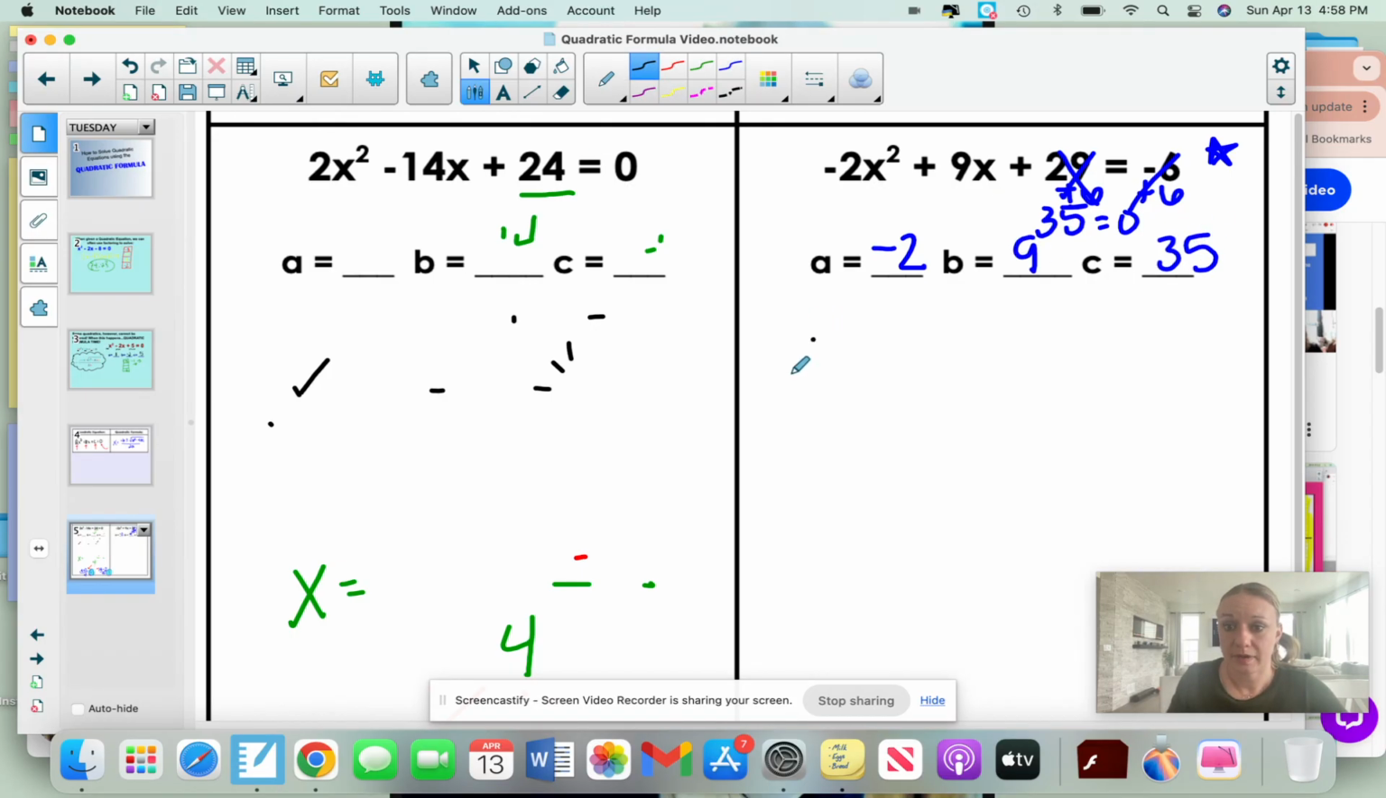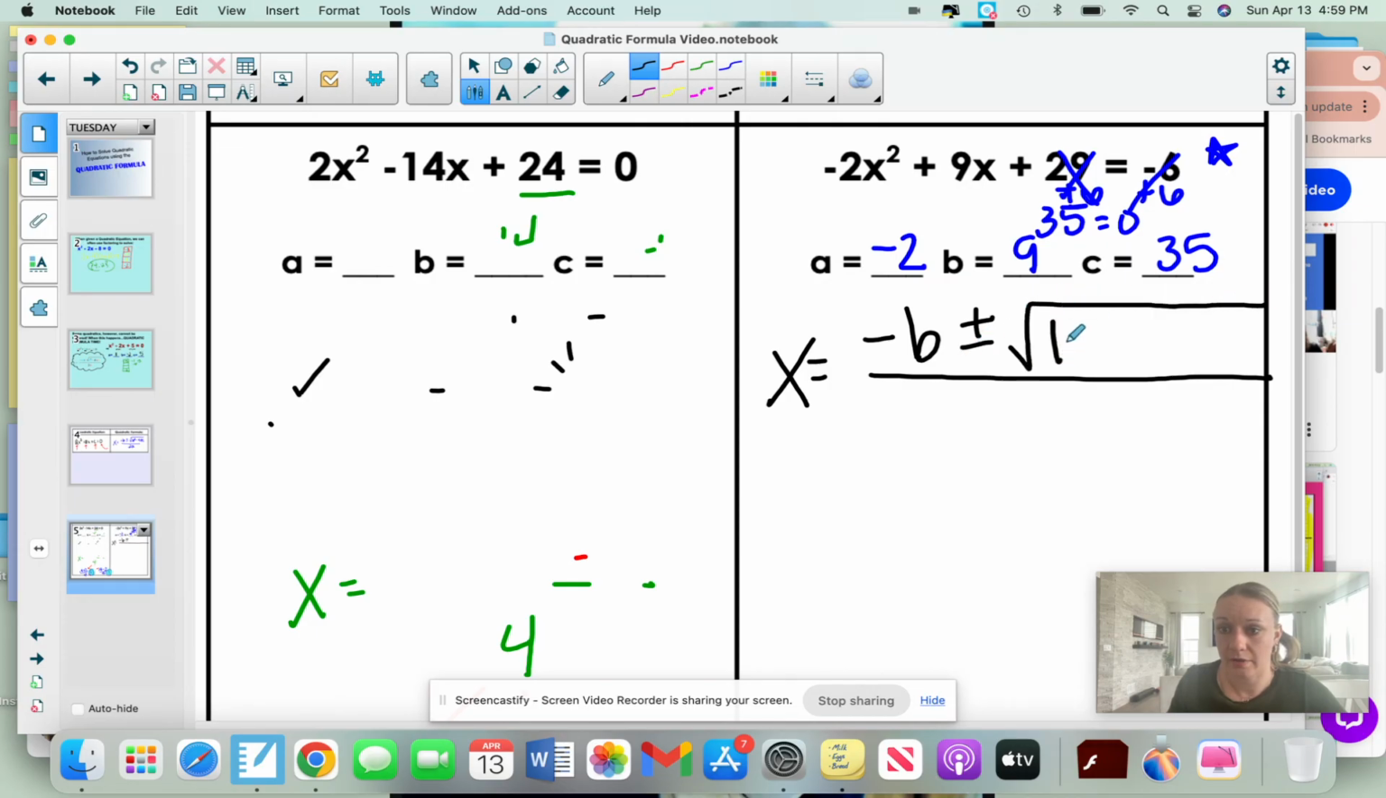Okay, so I'm going to start by writing out the whole formula. X equals -b plus or minus the square root of b squared minus 4ac all over 2a. Formula is written. Step 2. Use the erase method and plug in variable by variable.